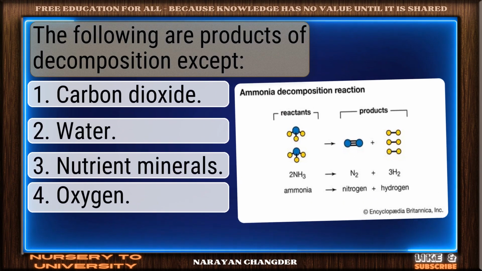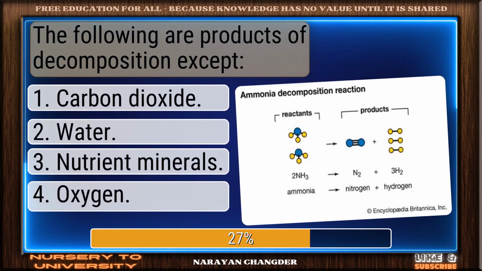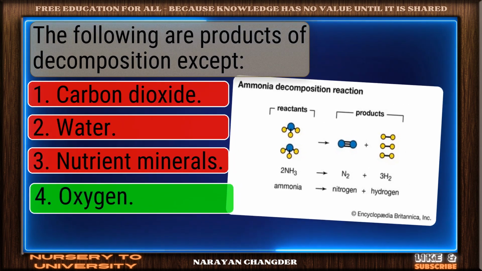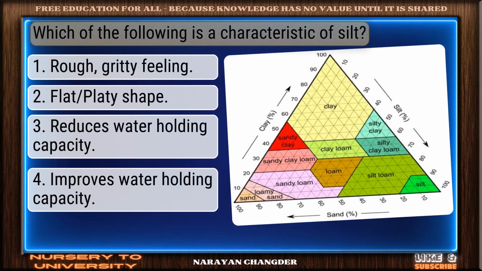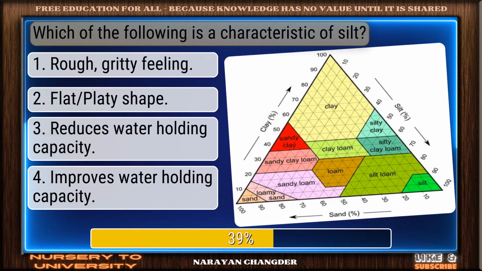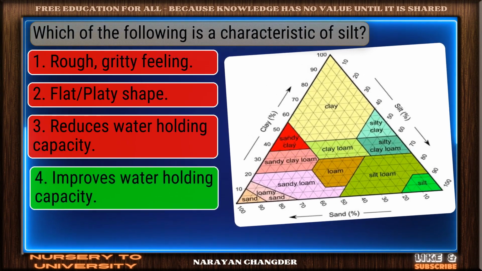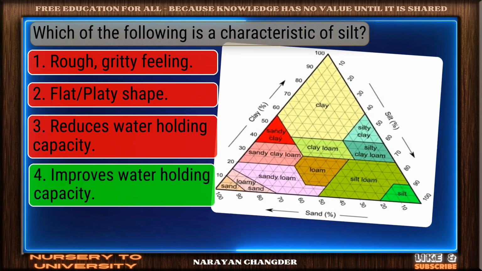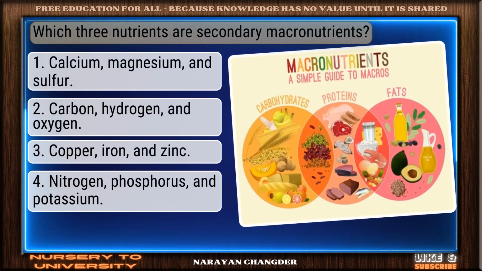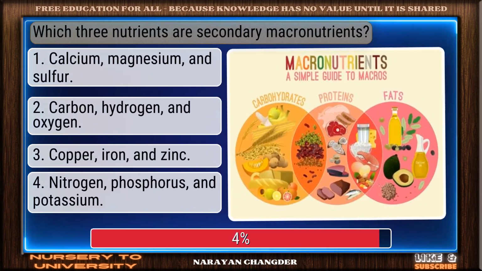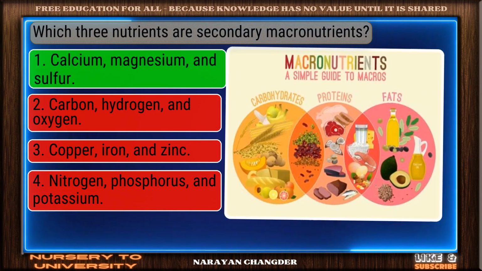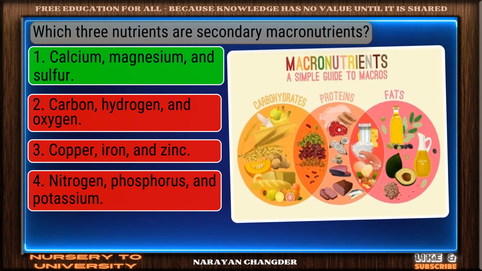The following are products of decomposition except. Perfect. Oxygen is the correct choice. Which of the following is a characteristic of silt? Smart move. Improves water holding capacity is an accurate answer. Which three nutrients are secondary macronutrients? Nice selection. Calcium, magnesium, and sulfur is the correct and valid answer.